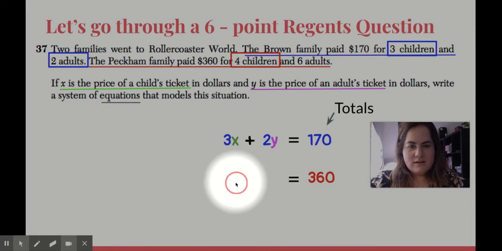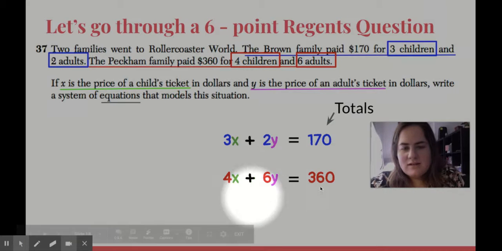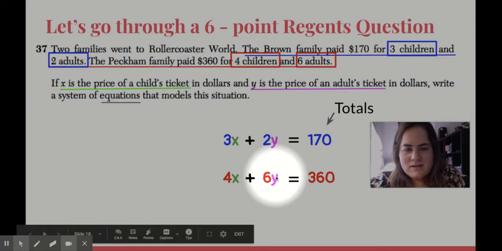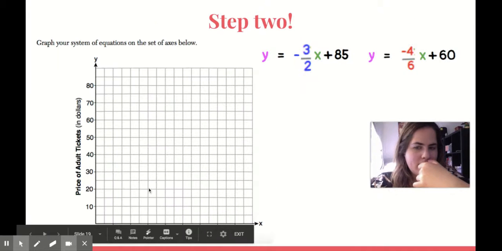If you said 4 children is 4x and 6 adults is 6y, you are correct. Now what we want to do is get these ready for the calculator, get y by itself. Luckily, we had already done that last week. Okay, now we are ready to graph.